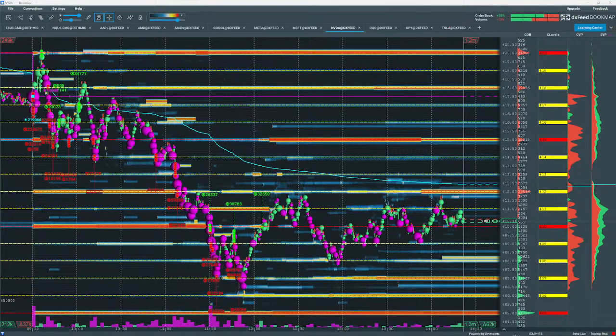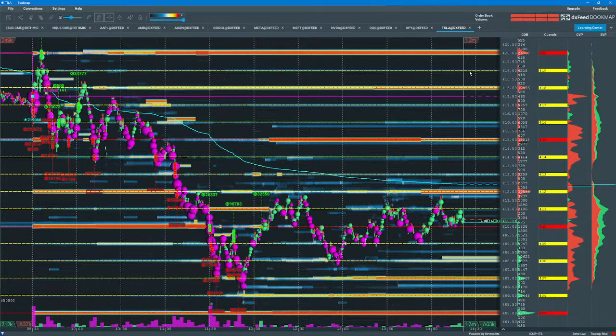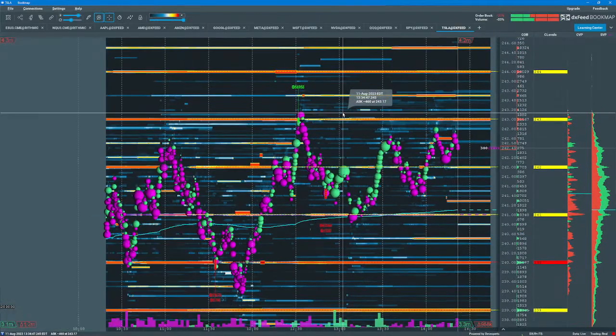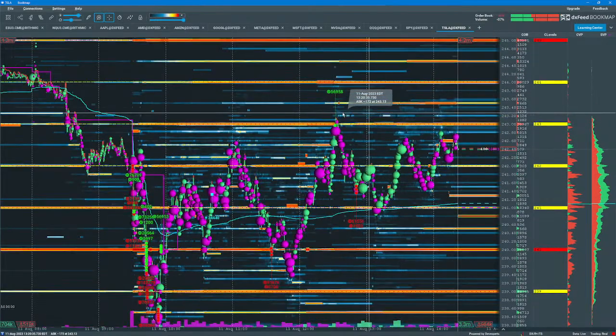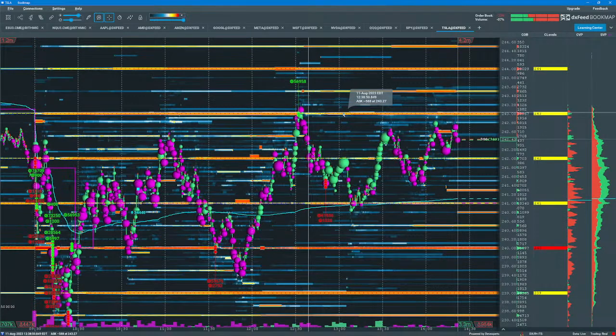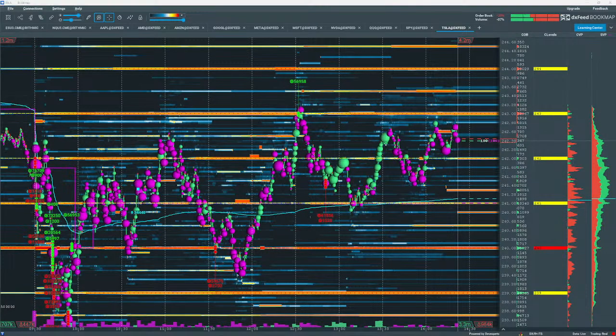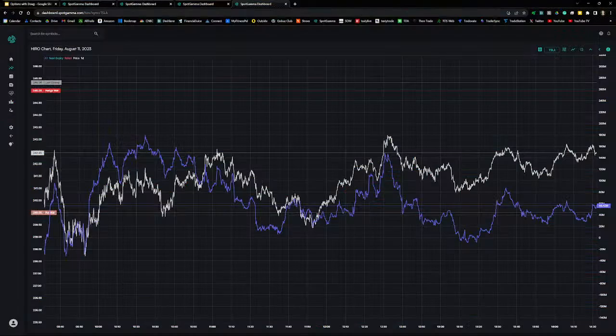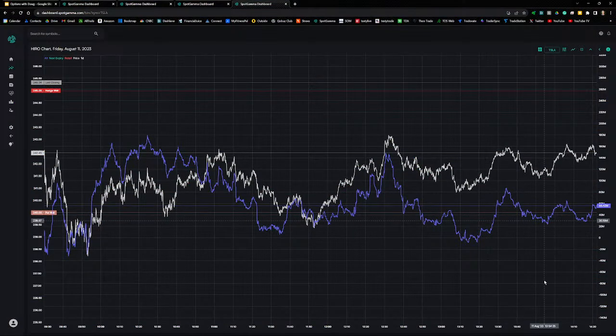Oops. Sometimes I forget to change my pen tool. All right, so here's Tesla. And here's the divergent short. Let's go back and take a look at Hero, see what options traders are doing, and see if we can get any clue for a potential setup.